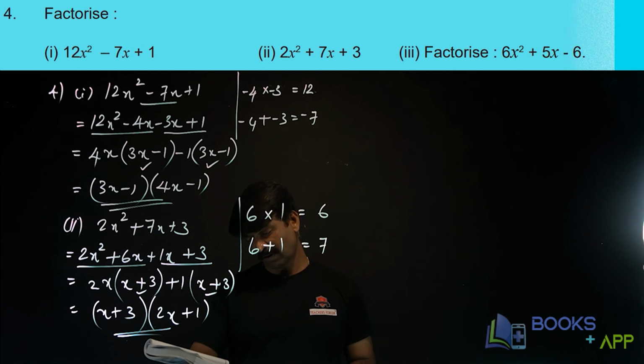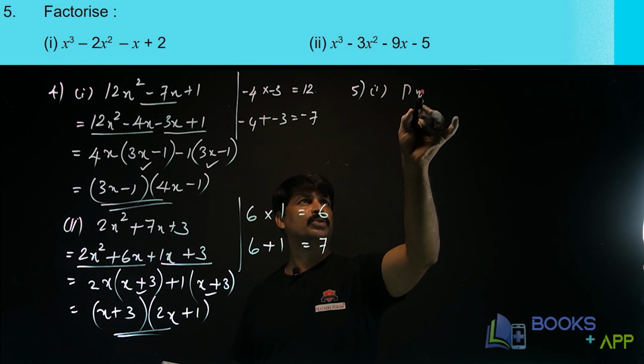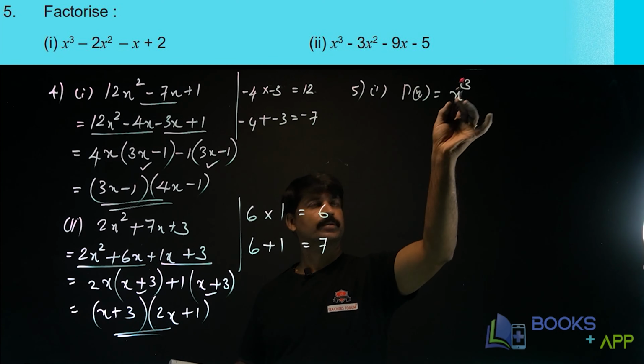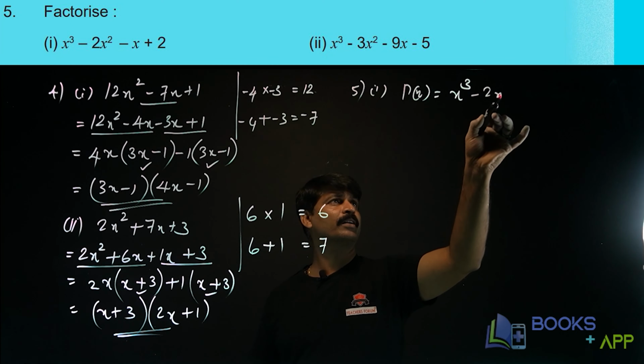Now let us solve the next one. The remaining problems you can do it yourself. Now let us solve question number 5. The first one. P of x is equal to x cube minus 2x square minus x plus 2. You have to factorize it.